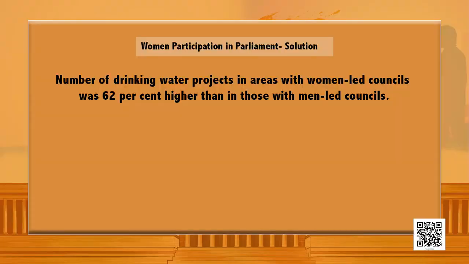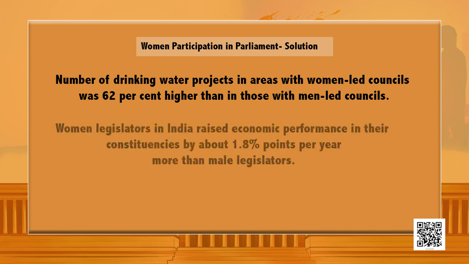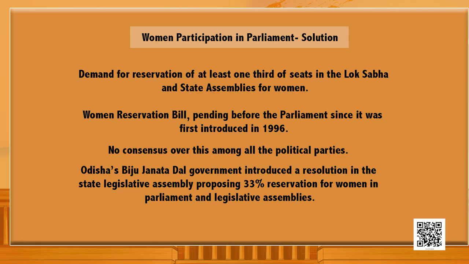Research on panchayats in India discovered that the number of drinking water projects in areas with women-led councils was 62% higher than in those with men-led councils. Women legislators in India raised economic performance in their constituencies by about 1.8 percentage points per year more than male legislators. Women's organizations and activists have been demanding a similar reservation of at least one-third of seats in the Lok Sabha and state assemblies for a while now.